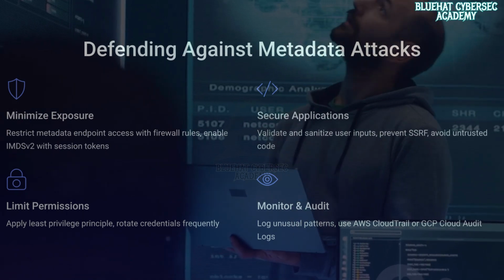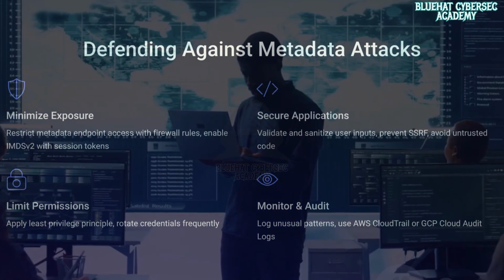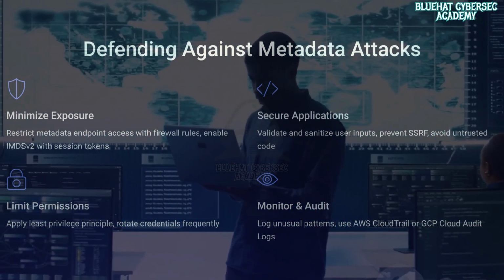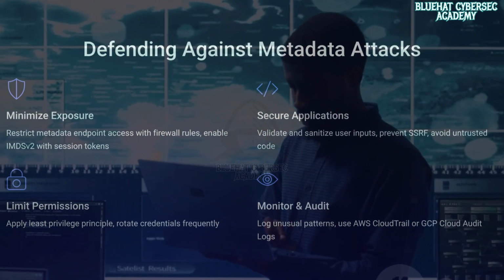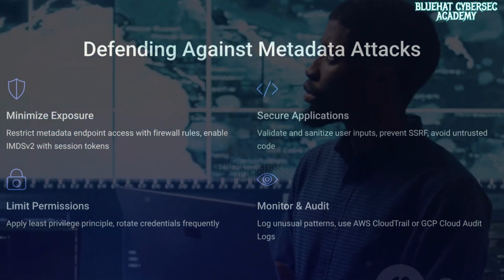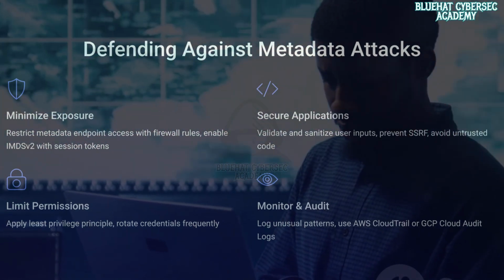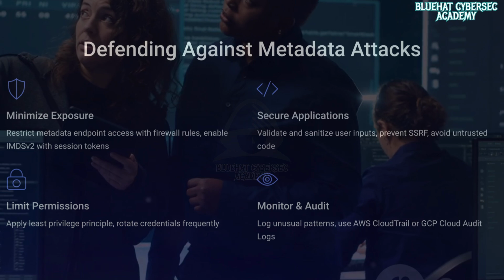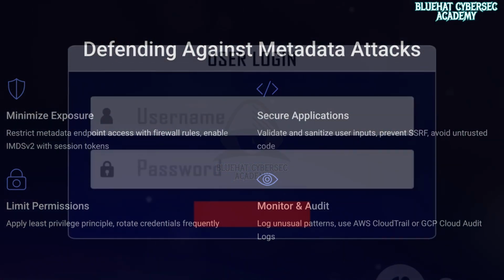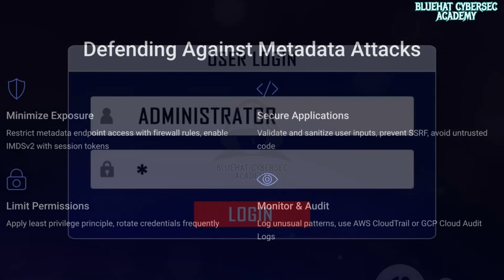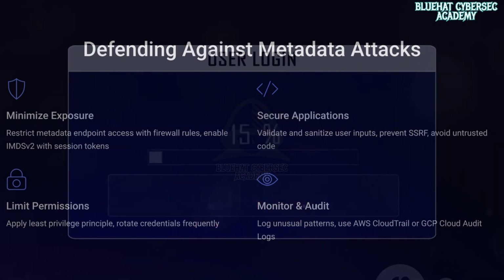So how can we defend against these types of attacks? Well, defense requires a layered approach, combining secure coding practices, network controls, and strong identity management. First, minimize metadata exposure. Restrict access to metadata endpoints using firewall rules or security groups. On AWS, you can enable IMDSv2, which requires session-based tokens for metadata access.